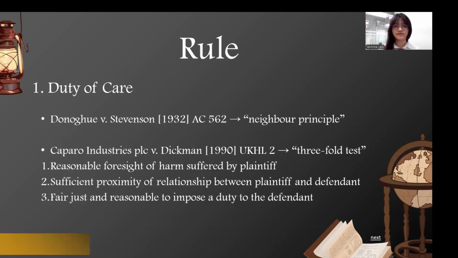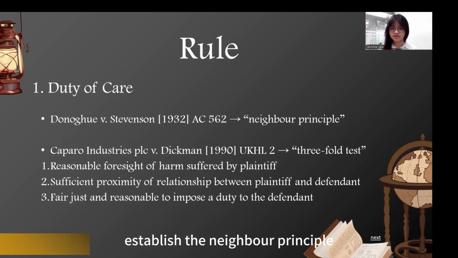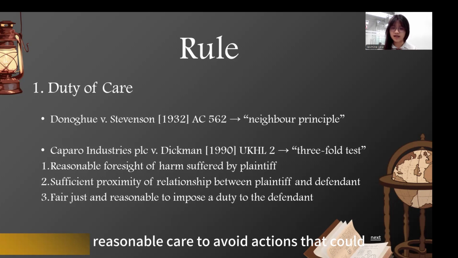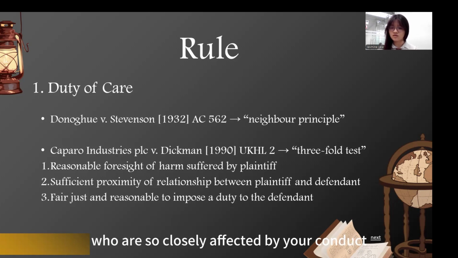claim. So the English case Donoghue v Stevenson [1932] AC 562 established the neighbor principle, which states that you must take reasonable care to avoid actions that could foreseeably harm others who are so closely affected by your conduct.